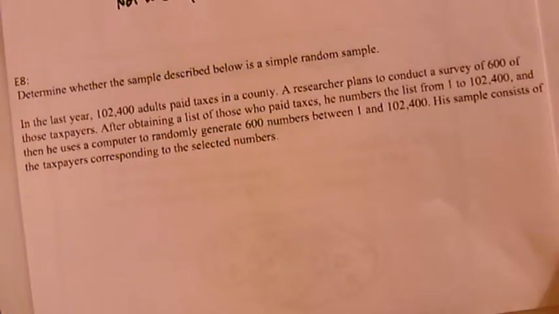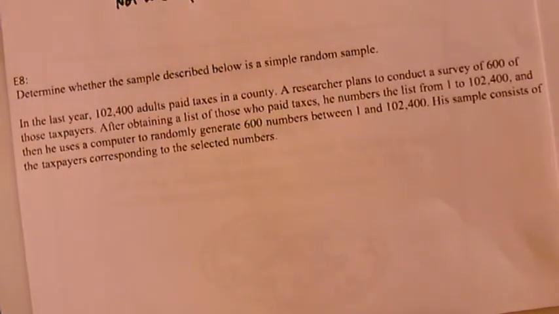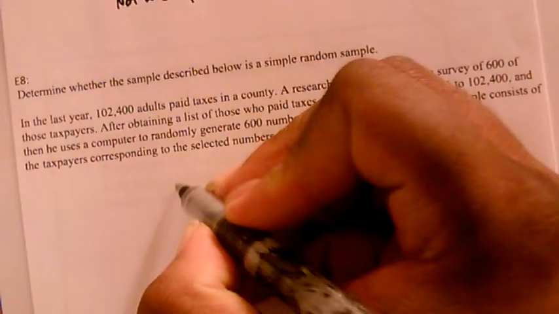Okay, another example. Last year, 142,000 adults paid taxes in the country. A researcher plans to conduct a survey of 600 of those taxpayers. After obtaining a list of those who pay taxes, he numbers the list from 1 to 102,400, and then he uses a computer to randomly generate 600 numbers between 1 and 102,400. His sample consists of taxpayers corresponding to selected numbers. In this case, this is a simple random sample.